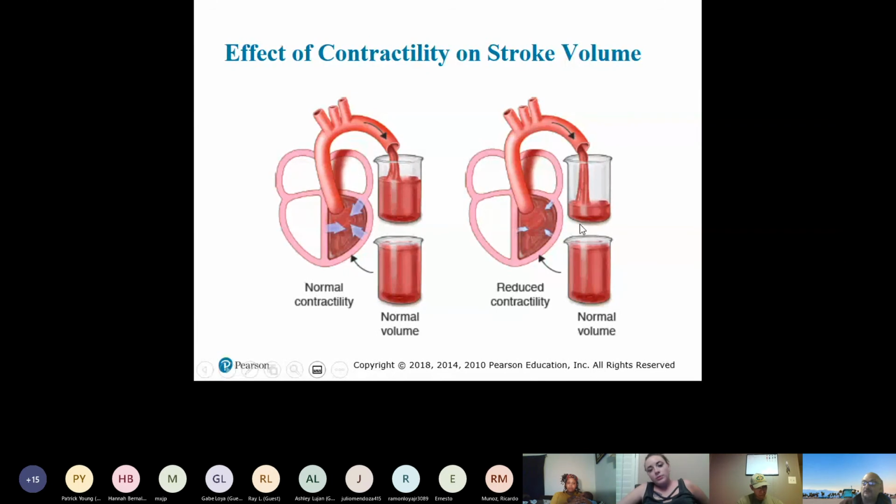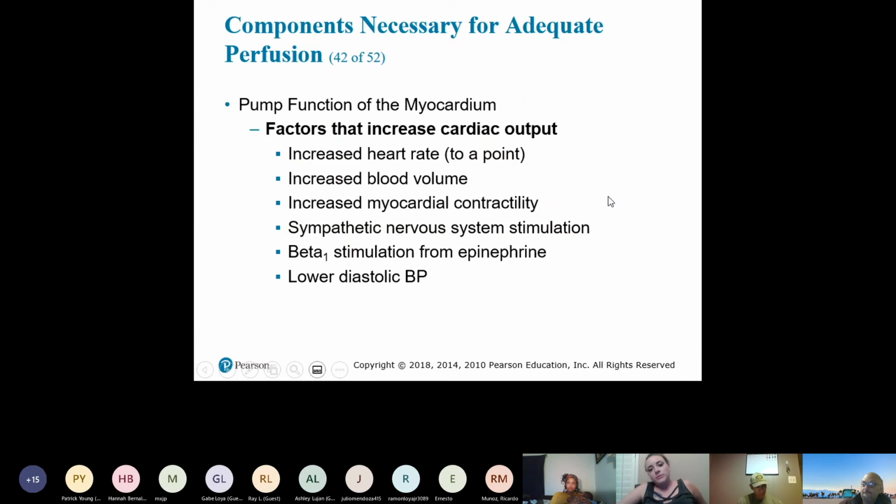That's affecting your stroke volume. Because again, how much volume is getting pushed out in a minute? Not a lot. It decreases cardiac function. So things that can increase your cardiac output: faster heart rate, you're pushing out more blood. More volume, you're pushing out more volume. Greater contractility, the stronger it's going to beat out.